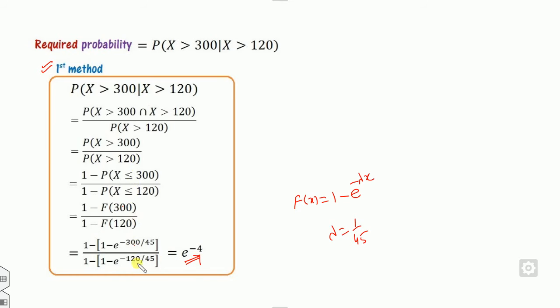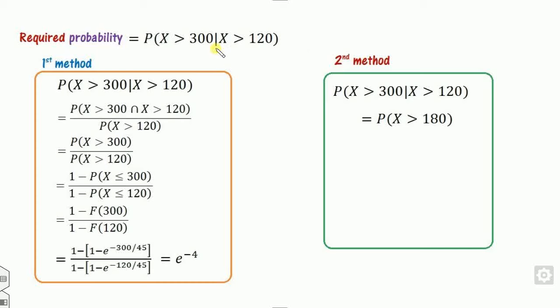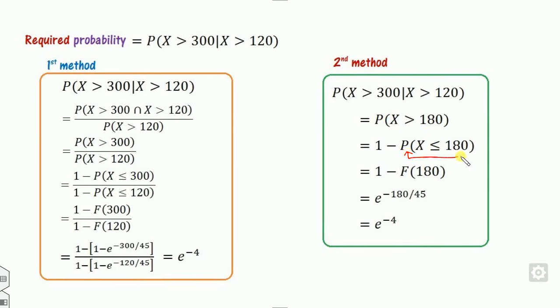Look, there are so many steps. But if you follow the memoryless property of the exponential distribution, this is nothing but m minus n, so 300 minus 120, which is 180. Now it is a greater-than probability, so either you can integrate from 180 to infinity with lambda, but I always prefer to use the CDF. So you can write this as 1 minus F(180). What is F(180)? F(180) is 1 minus e to the power of minus 1/45 times 180. So once you substitute, you will get the same answer.